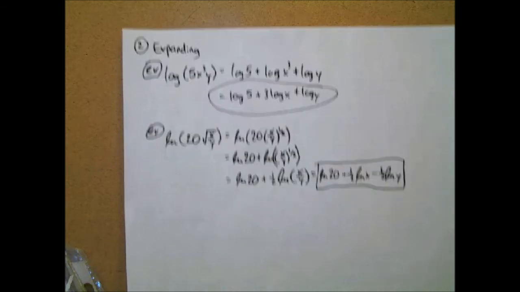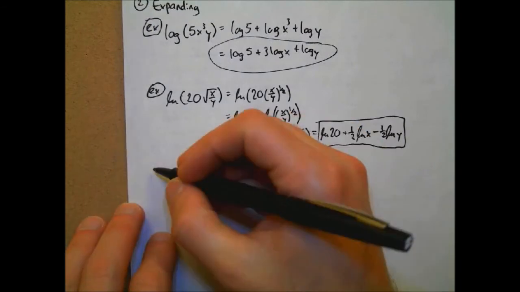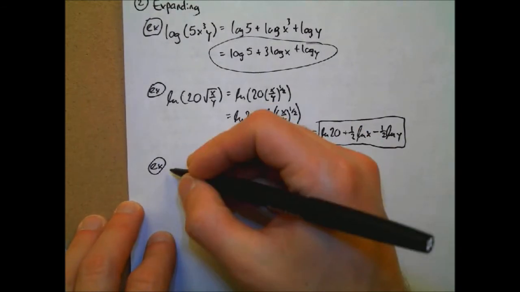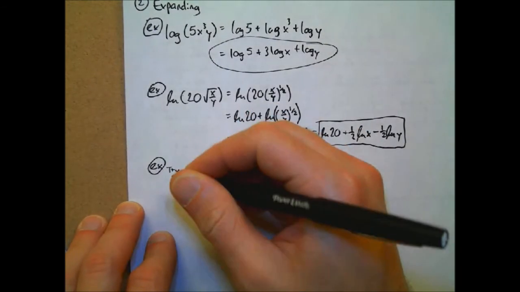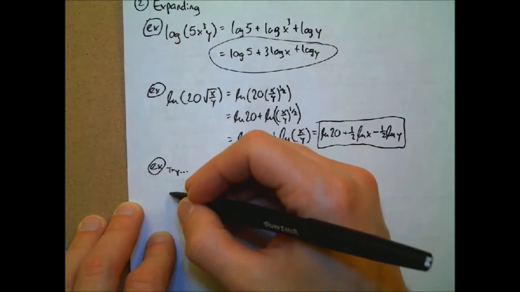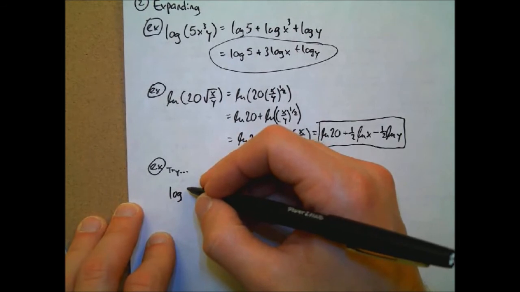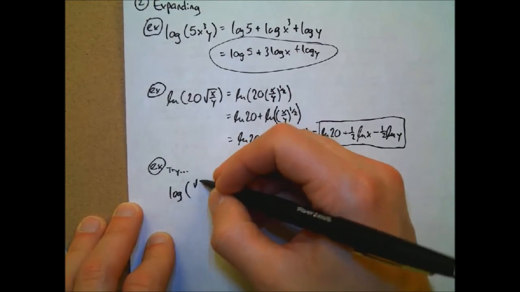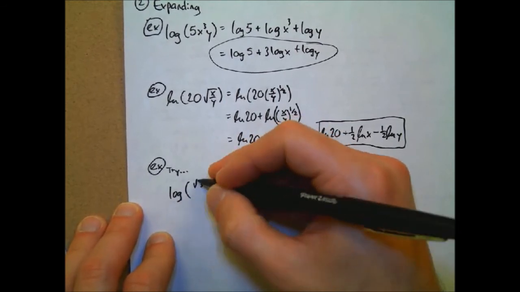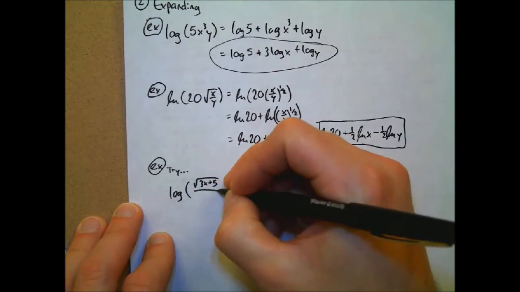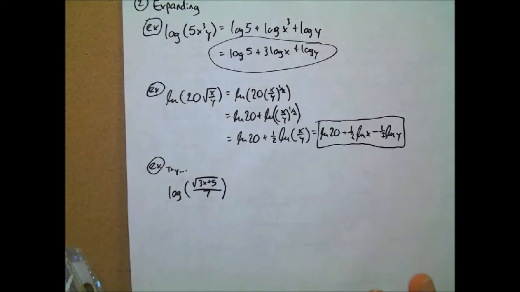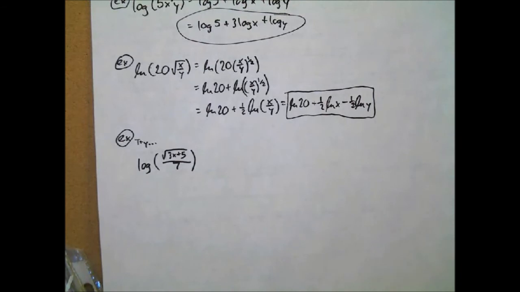All right, you guys ready to try one then? Here's one for you to try. Let's see. I'll just change this up to log of the square root of 3x plus 5 over 7. Okay? So log of the square root of 3x plus 5 over 7.